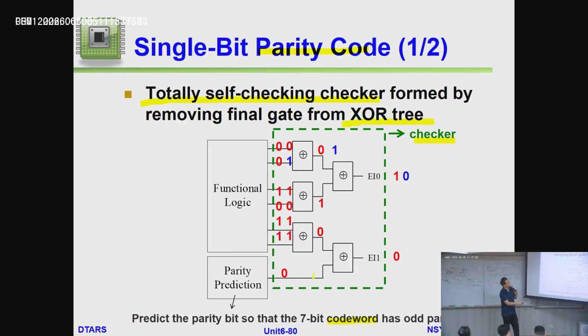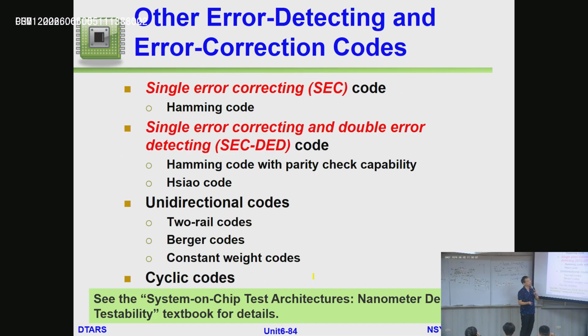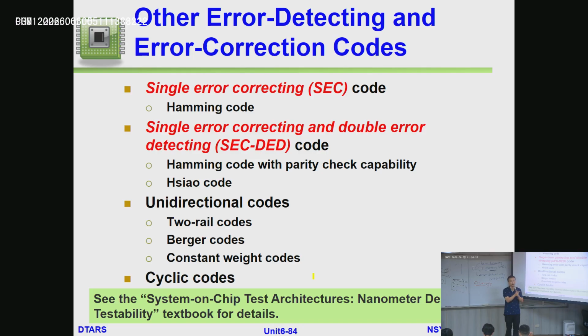If you only have 1 check bit, then you can only detect an odd number of errors. If you allow more check bits, then you can have single error correction. If you have even more check bits, then you can have single error correction and double error detection. So the idea is that if you have more check bits, then you will have more capabilities. But the cost is that you will need more bits to be stored.